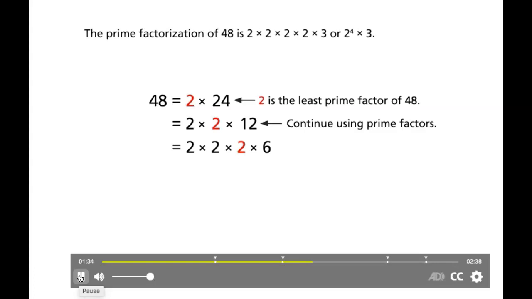The prime factorization of 48 is 2 times 2 times 2 times 2 times 3, or 2 to the 4th power times 3.